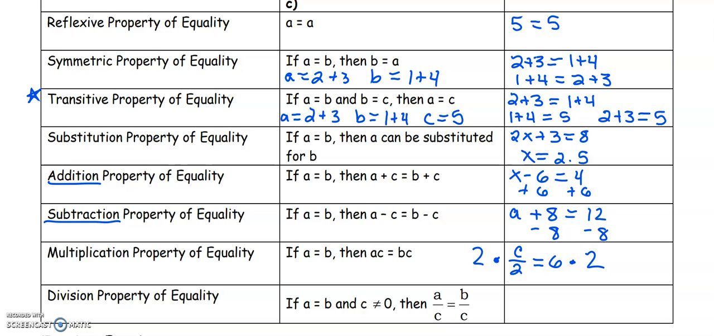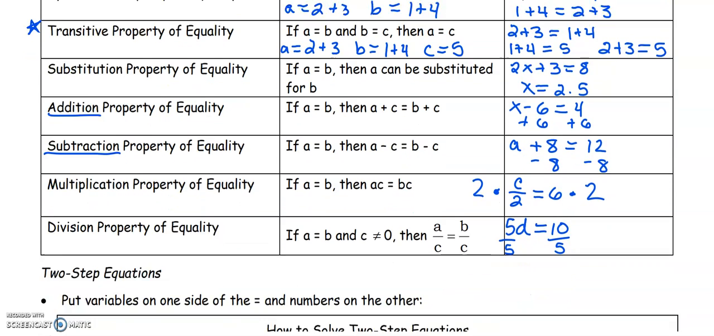The division property of equality is when we have multiplication in our problem. So here I'm going to have 5d equals 10. In order to solve this, we would divide by 5 on both sides. So we didn't solve these equations that we wrote down, we just were demonstrating the field properties.